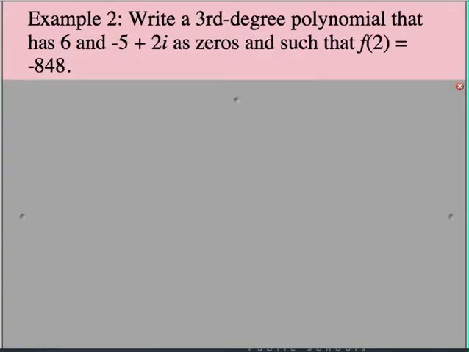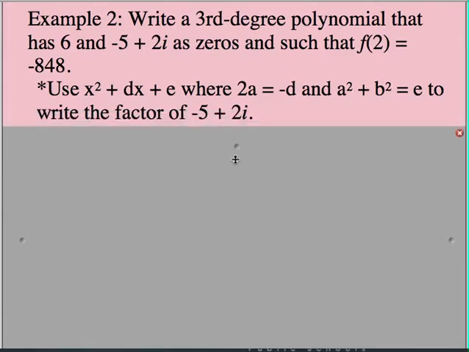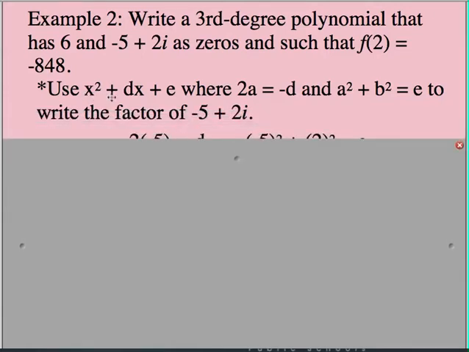Our second example is to write a 3rd degree polynomial that has 6 and negative 5 plus 2i as zeros. Zeros are also known as roots. And it also goes through the point f of 2 equals negative 848. Remember that if negative 5 plus 2i is a root, then negative 5 minus 2i is also going to be a root. Now we have to do something a little bit different to find that factor. We're going to use x squared plus dx plus e, where 2a equals negative d and a squared plus b squared is e, to write the factor for negative 5 plus and minus 2i. So negative 5 is a, and 2 is b in this case.